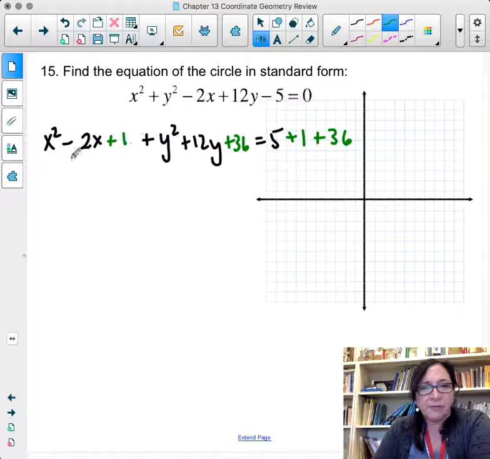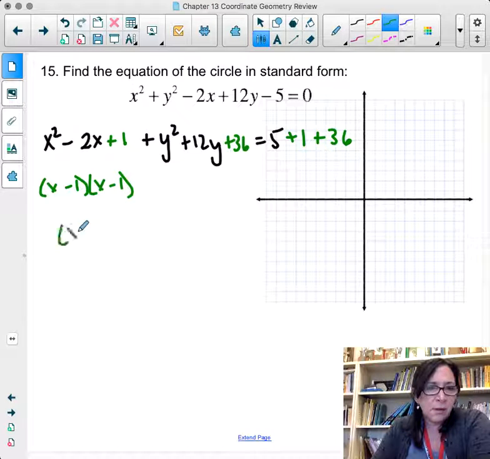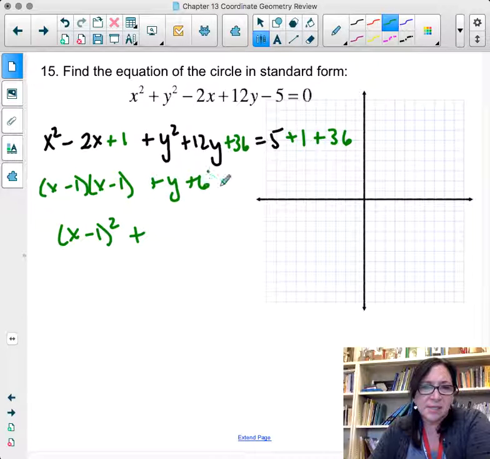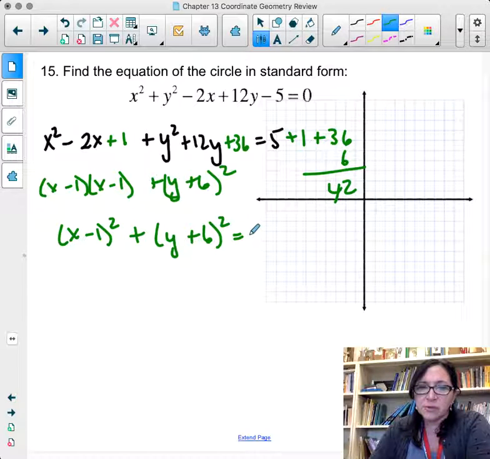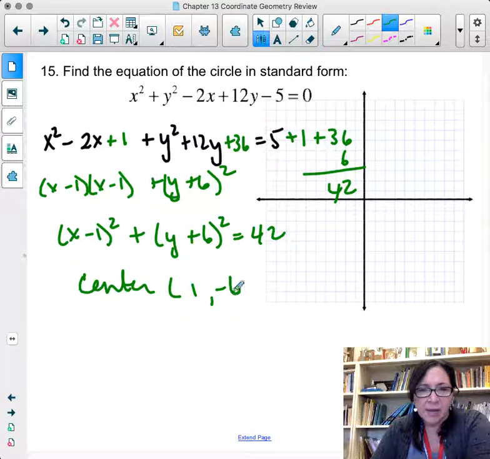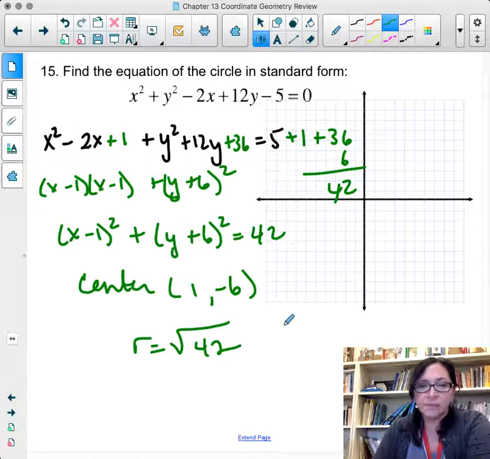On the left, I'm going to factor. This is going to be x minus 1 times x minus 1, which is x minus 1 quantity squared. We're going to go y plus 6 times y plus 6, which is y plus 6 quantity squared. And on the right, this is just 5 plus 1 plus 36, which is 42. So this is equal to 42. My center is going to be (1, -6). My radius is the square root of 42.